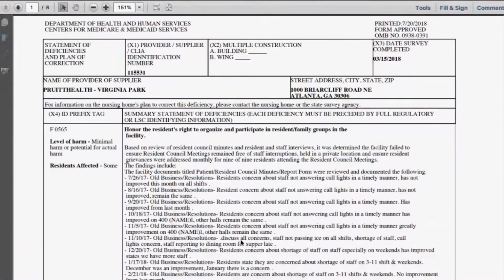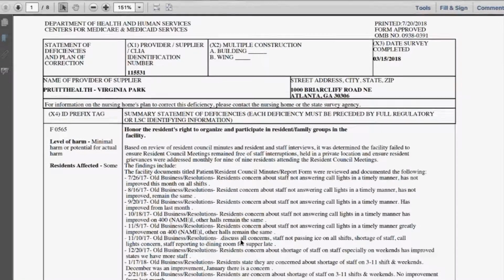Great. No, thanks very much. So again, we're looking at the statement of deficiencies for the Pruitt Health Facility in Virginia Park, of course, in Georgia. So these statements of deficiencies, as you guys were just saying, are essentially the record showing what deficiencies were found when the nursing home was last inspected. And that could be for what's typically an annual inspection, or it could be an inspection, or what we call a survey, as a result of a complaint.